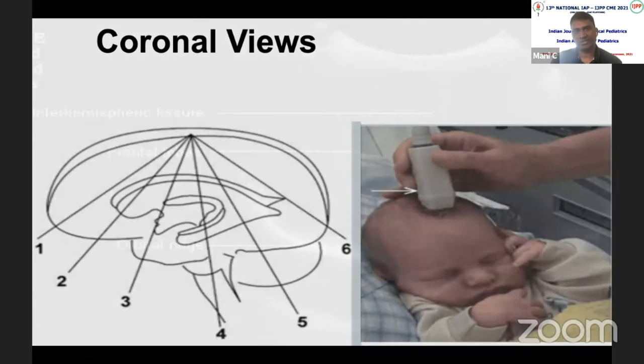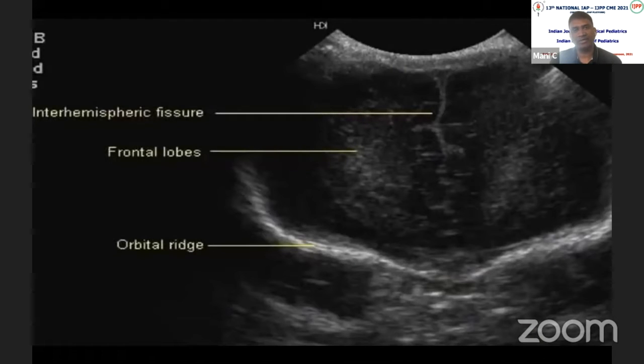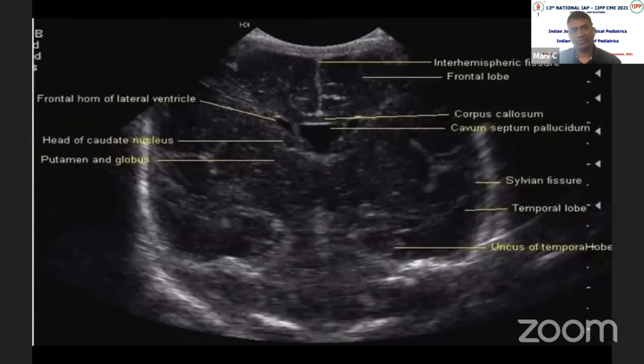We'll go through them one by one. This is the front, where we see the normal brain structures: the interhemispheric fissure, frontal lobes, and then the orbital ridge. As you go back slowly with the coronal pictures, one thing is that you should hold the probe where the marker is on the right side, so that it's already marked on the right. As you go back in the coronal pictures, you can see the lateral ventricles, cavum septum pellucidum, and choroid plexus, and you can see the temporal horn as well.